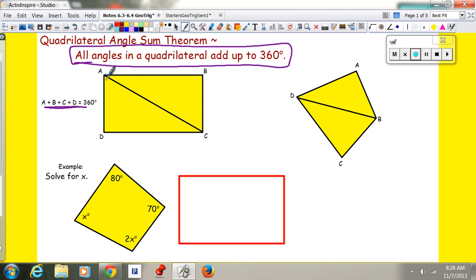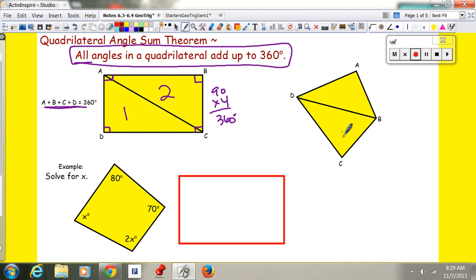So you can look at this first quadrilateral right here at angle A, which is 90 degrees, plus angle B, which is another 90, plus C, which is another 90, plus D, which is another 90, and you have 90 times 4, and you get 360 degrees. You could also notice that you've got 2 triangles in there. Both triangles add up to 180, so 180 and 180 is 360. This is the same scenario right over here. You've got angle A, angle B, angle C, angle D, and they're all going to add up to 360.